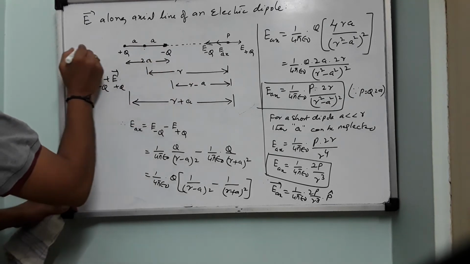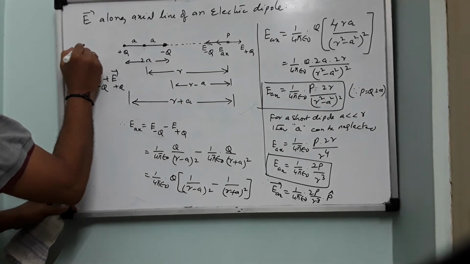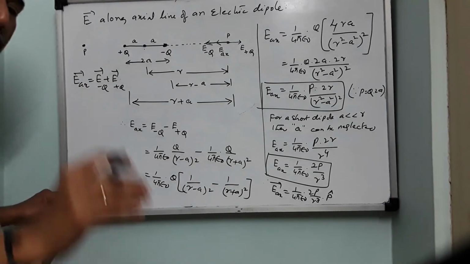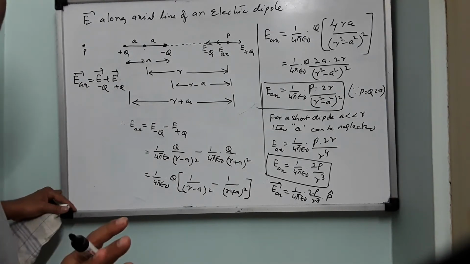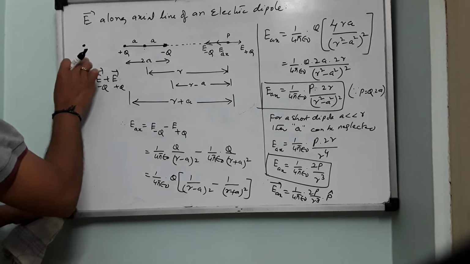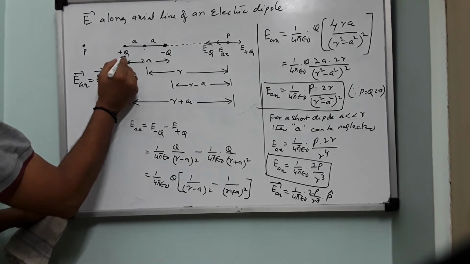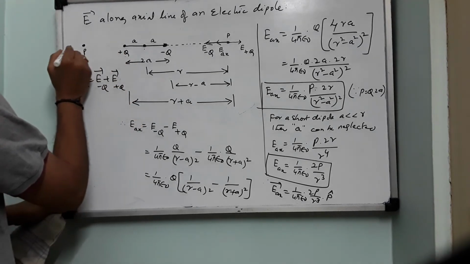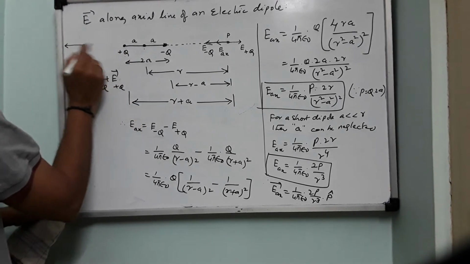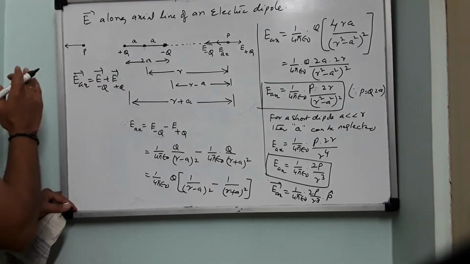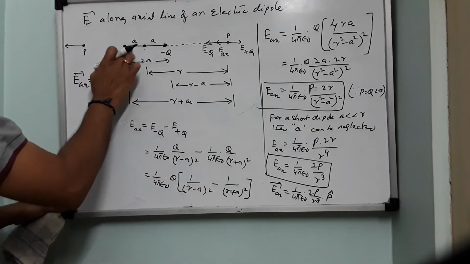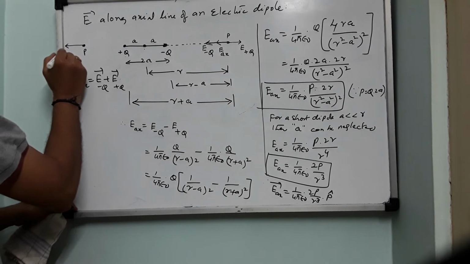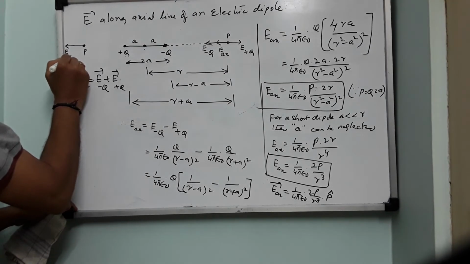Sir, can we take point P on the left side of this one? Point P? Obviously you can take. It is your convenience to consider point P anywhere. If you take here, what will happen? This plus Q will produce electric field at point P radially outwards. From here it should go away. Fine. So this you name it as E due to plus Q.